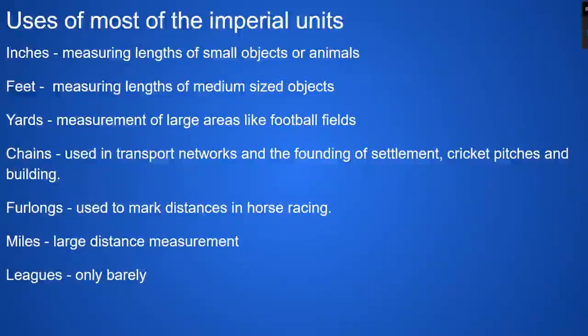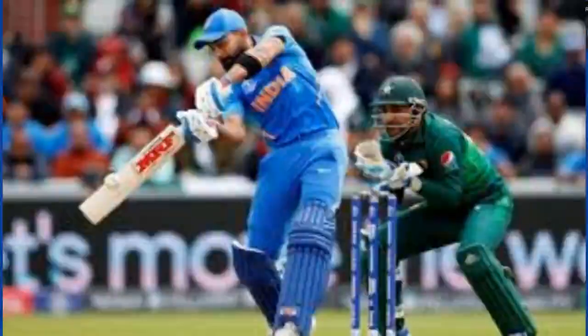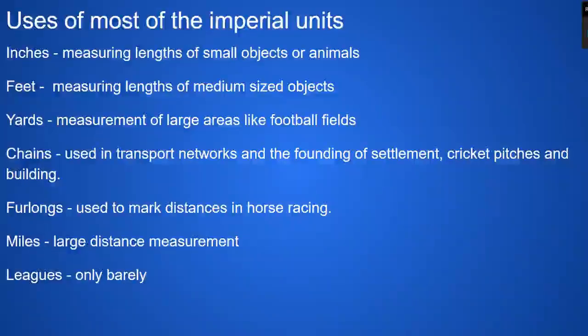And they're used in transport networks, founding of settlements, cricket pitches. If you don't know cricket, it's this thing. It's kind of like baseball, but it's not baseball. You've got building, and also furlongs, which are used to mark distances in horse racing. If you don't know what that is, it looks like this.